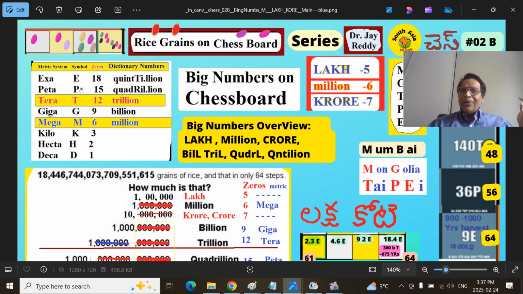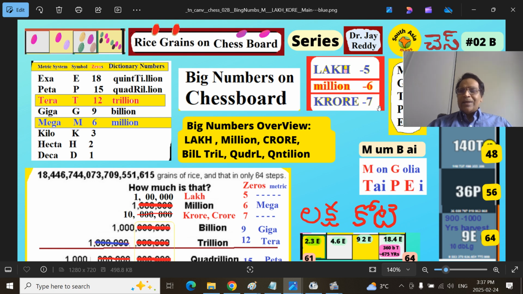How do you remember quadrillion, quintillion? Remember R comes first, T comes later: R, S, T, X, something like that. So 15 zeros, 18 zeros. So the metric system is here, the symbol is here, the zeros are here. We will not talk about deca or hectares or kilos, so that's not that important.